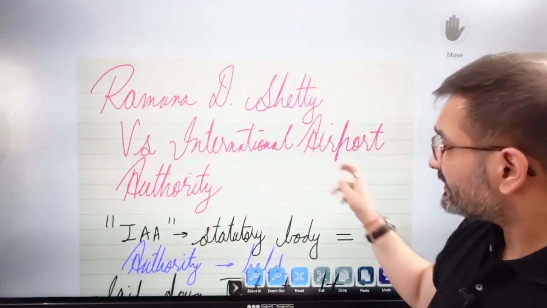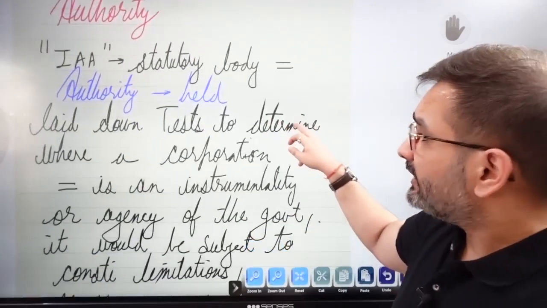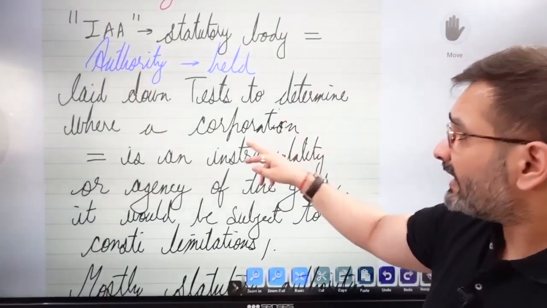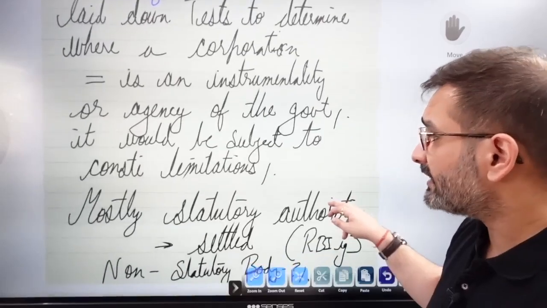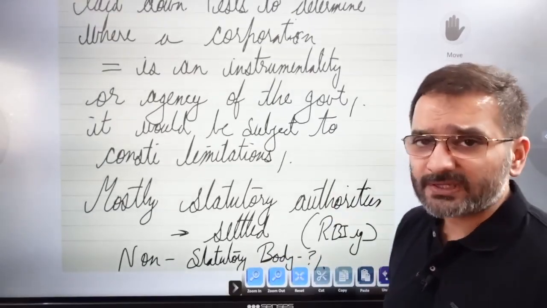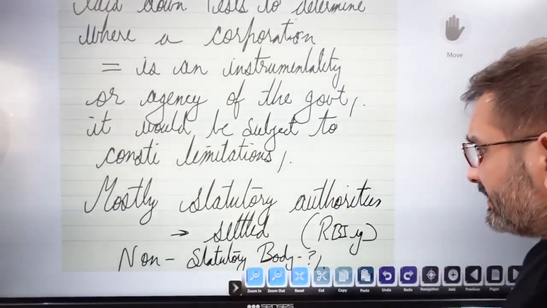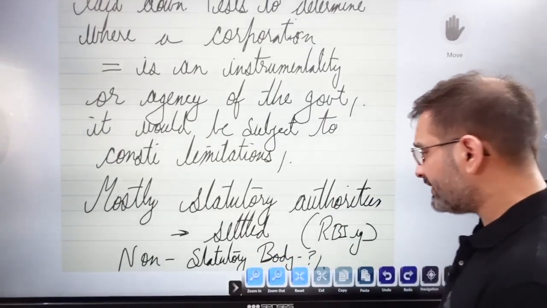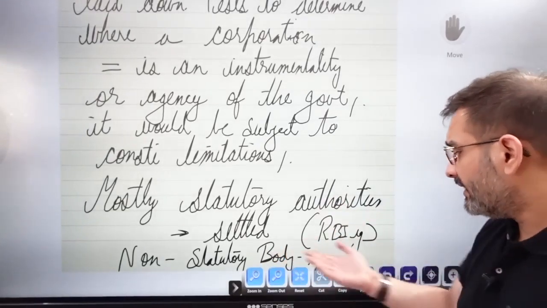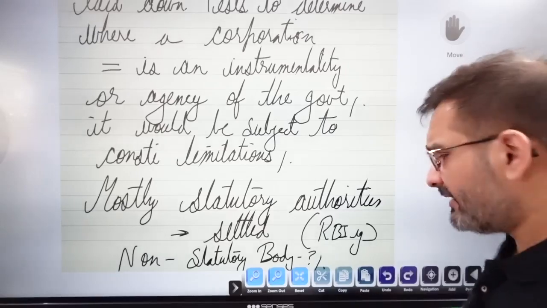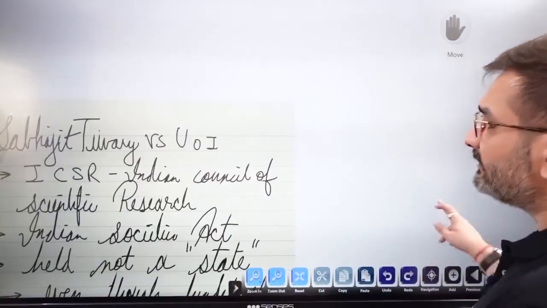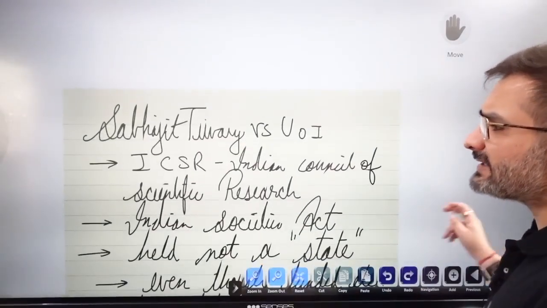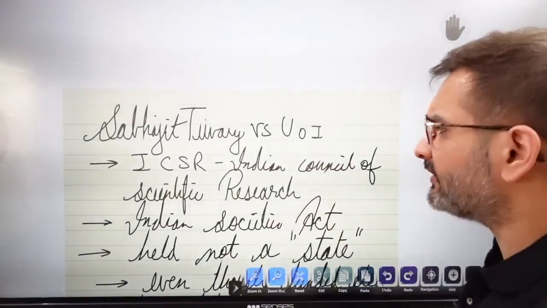आपका D. Shetty versus International Airport Authority, Supreme Court laid down tests to determine whether a corporation is an instrumentality or agency of the government, or that it would be subject to constitutional limitations. So mostly statutory authorities, well settled law that RBI etc. are state. What about non-statutory bodies?